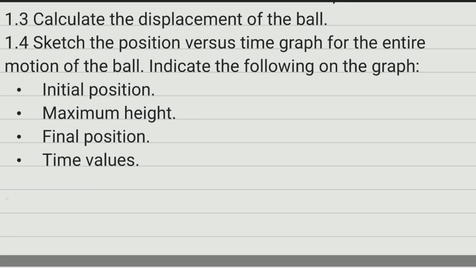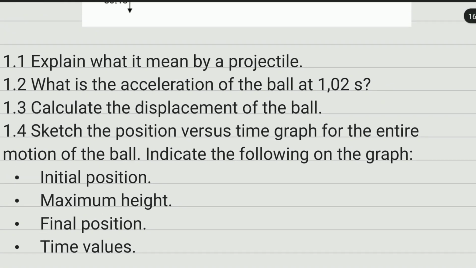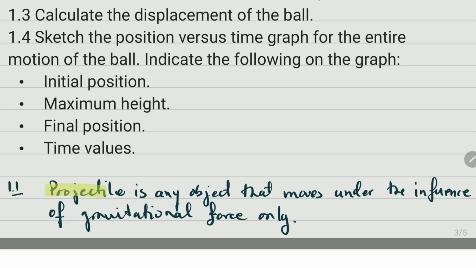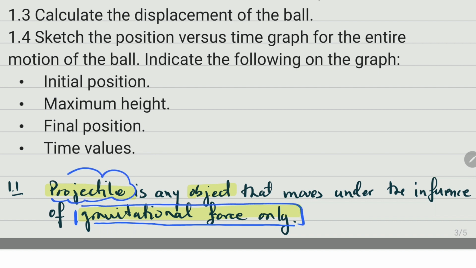Let's write question 1.1, and question 1.1 is the definition of projectile. So what is a projectile? It's any object, important, an object, that moves under the influence of gravitational force only. The only force that acts on the object is the gravitational force. It's the only force acting on the object. So this is what a projectile is, and it's question 1.1.